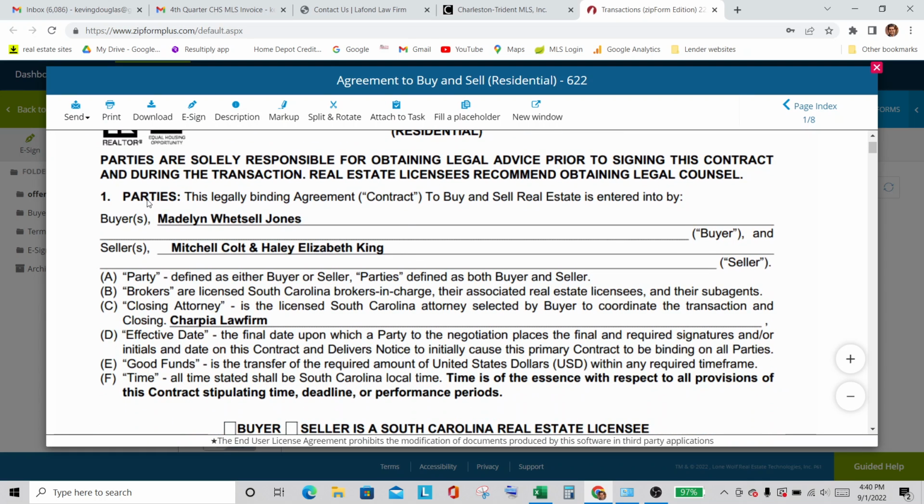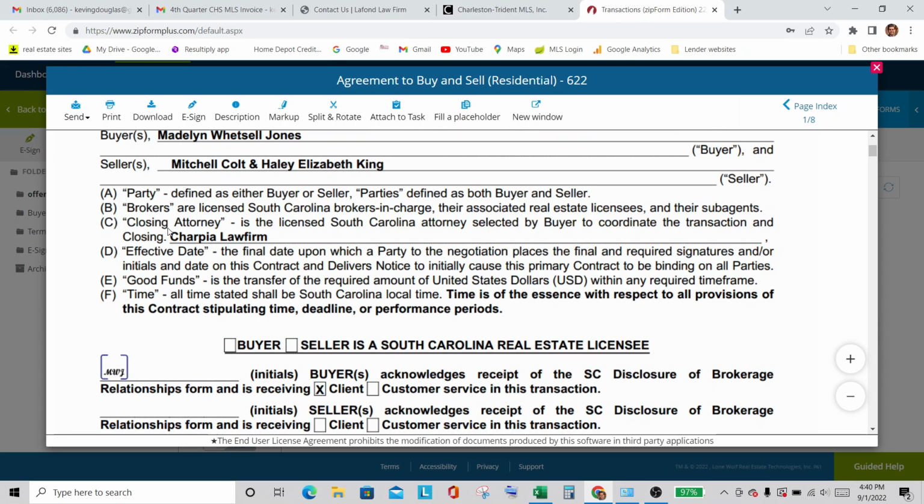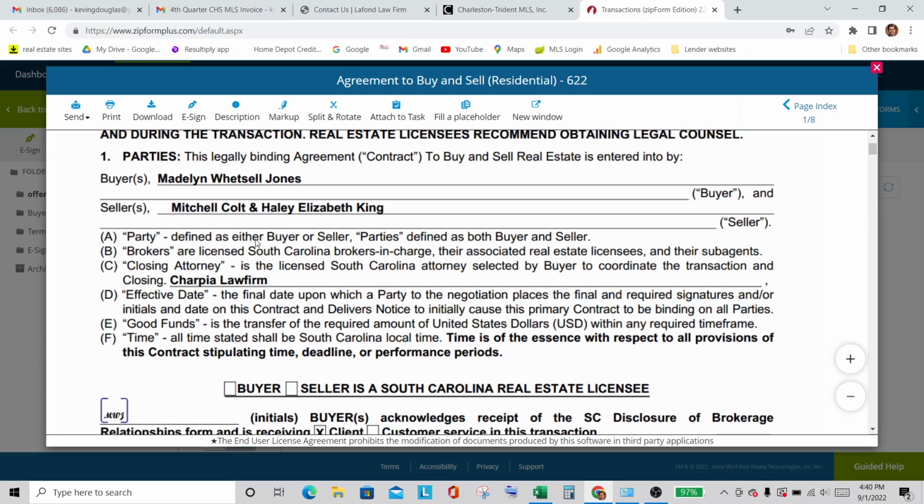It just starts with the parties. You got your buyer and seller here you fill out. The next section that you fill out, you pick the closing attorney. So the buyer and the seller both pick their own closing attorney, but it's usually the buyer that's filling out this offer letter. So this is the attorney that the buyer plans to use. So you'll put them here in this section.